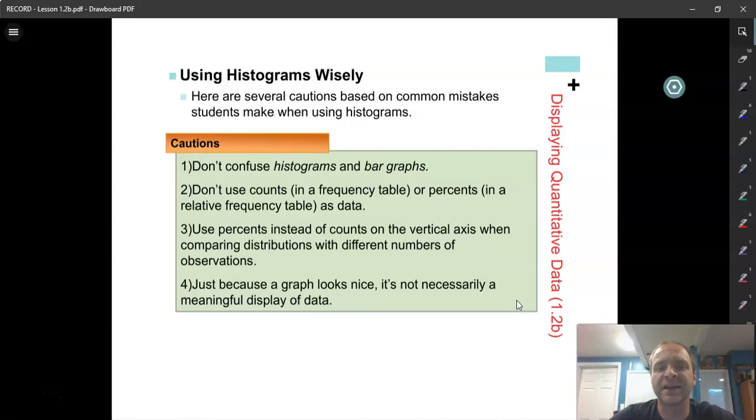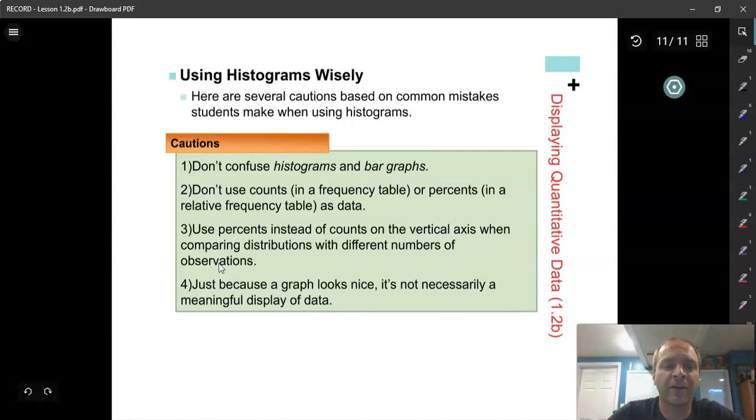Use percents instead of counts on the vertical axis when you're comparing. So number 3 means this: if I have 2 sets of data and I want to compare them together, they may not have the same number of counts. They may not have the same sample size. So I'm going to make a comparison by using percents. If you're trying to compare 2 sets of data with different numbers of observations, different sample sizes, use percents. And just because a graph looks nice doesn't necessarily mean that there's meaningful data inside of it.